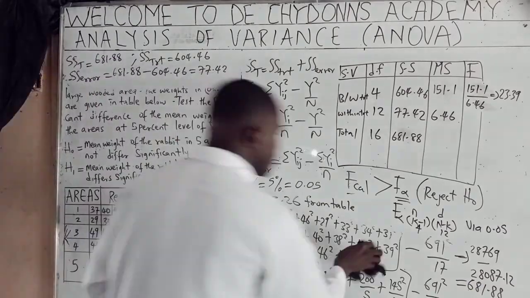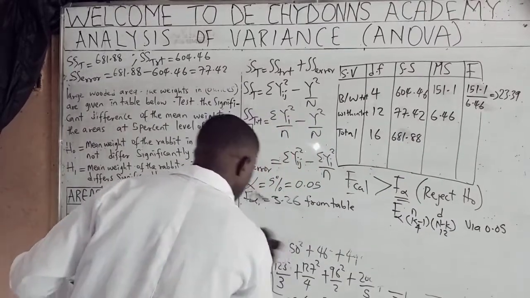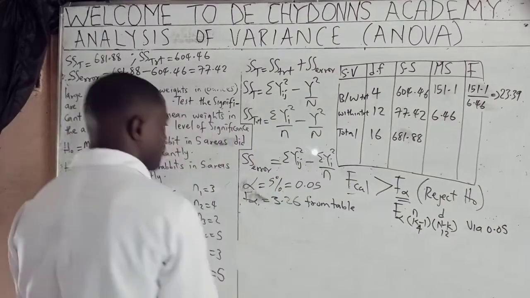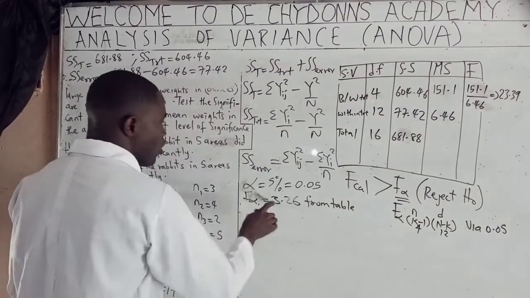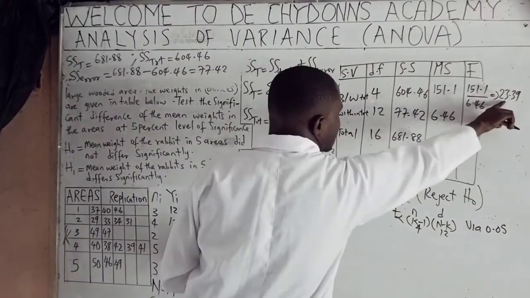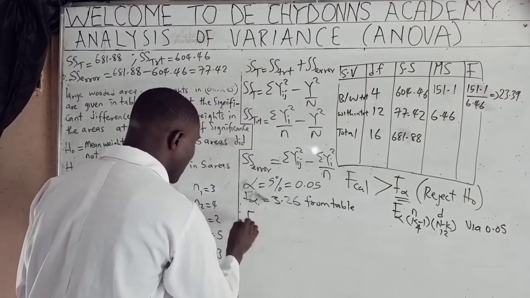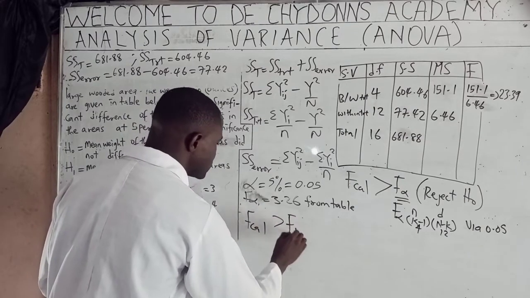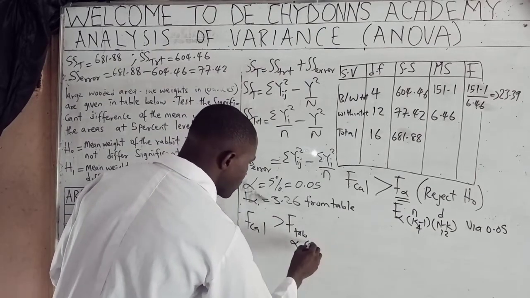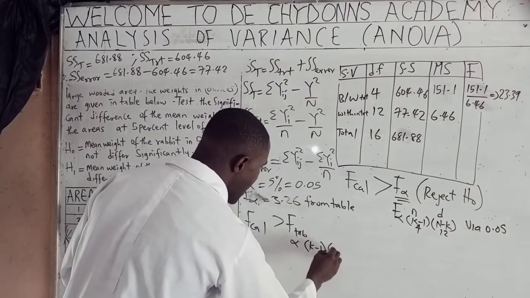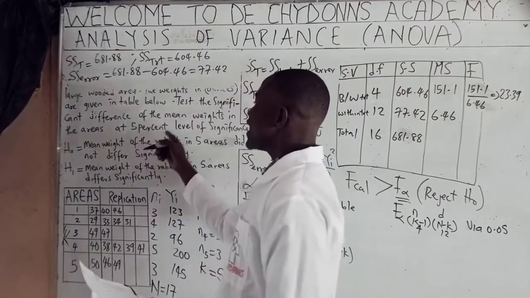Now, having known this, you now conclude. You have to make a conclusion now. Conclusion says, if your F calculated is greater than this, reject null hypothesis. Now, what is our F calculated? Our F calculated is 23. If F calculated is greater than F table, that is the one of taking it as alpha via K minus 1 and N minus K, and that your alpha is 0.05, because they say 5% level of significance.